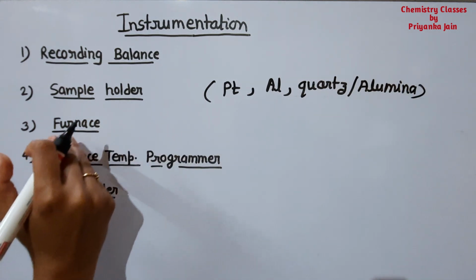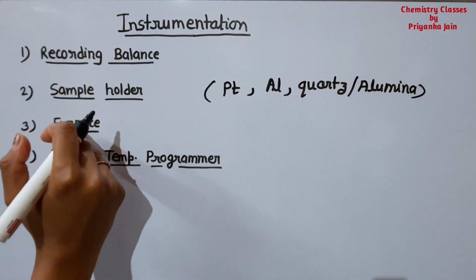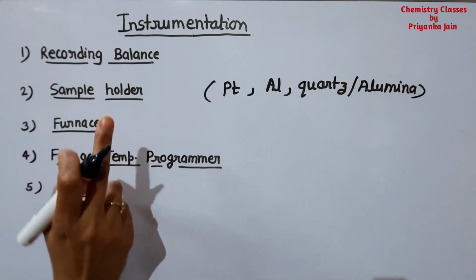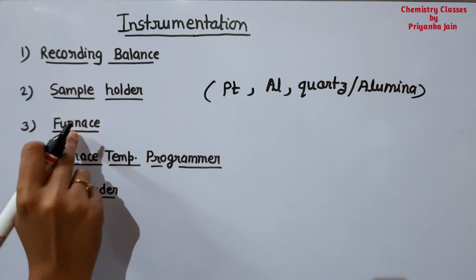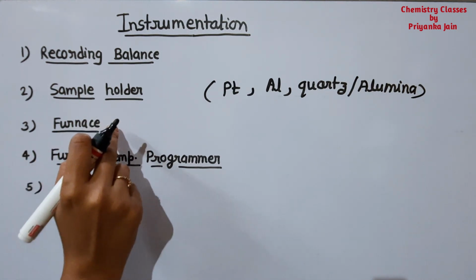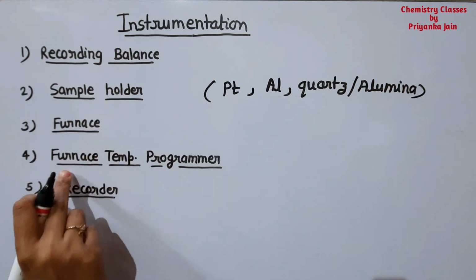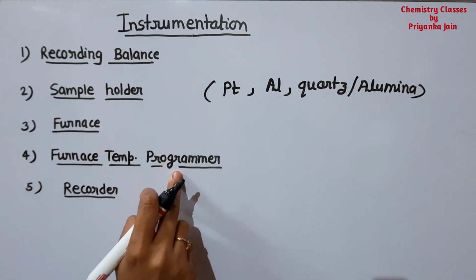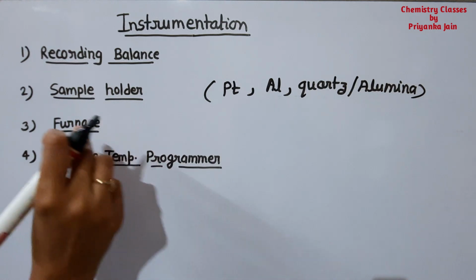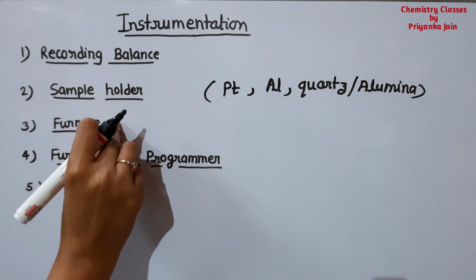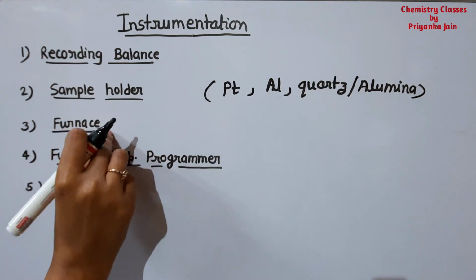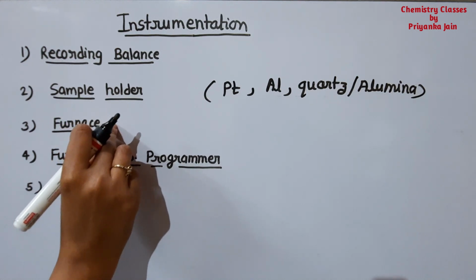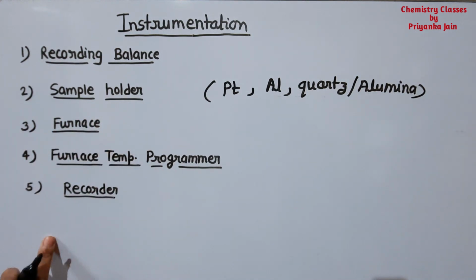The third thing is the furnace that is needed for heating the sample. What is the quality of it? The furnace should give a linear heating range. And the fourth one is the furnace temperature programmer that is needed for controlling the rate of the temperature change of the furnace. By this we can control the temperature of this furnace, right?